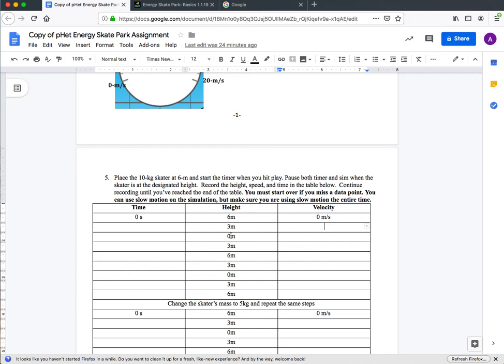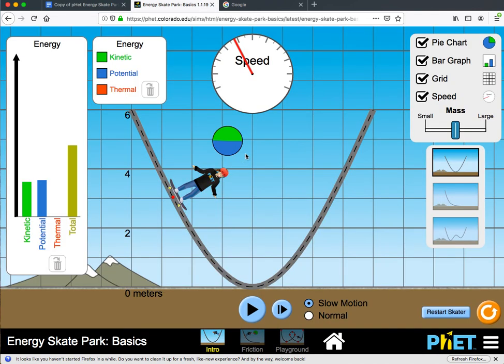Now to get to 0, which is my next height, do not pick up your skater. You're trying to keep the same total energy and how it relates to each other over time as it goes down the ramp. So don't pick up your skater. You don't want to change the total energy. But also don't start your time over again. Your time should continue the entire time. It should never go down. It should always continue to increase.